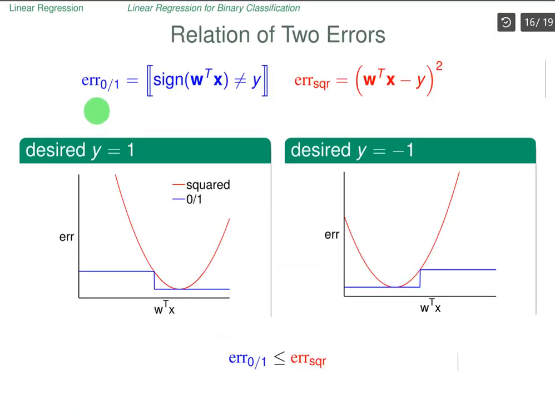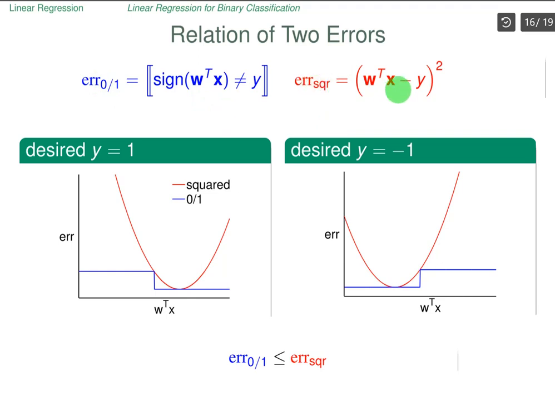Now let's take a look at the relation of two error functions. The first one is the 0-1 error function that we typically use for classification tasks, which consists of the following. This is also a Boolean function. When the sign of the given hypothesis is not equal to the expected or desired y, then the 0-1 error will be 1. Otherwise, 0. True or false, corresponding to 1 or 0.